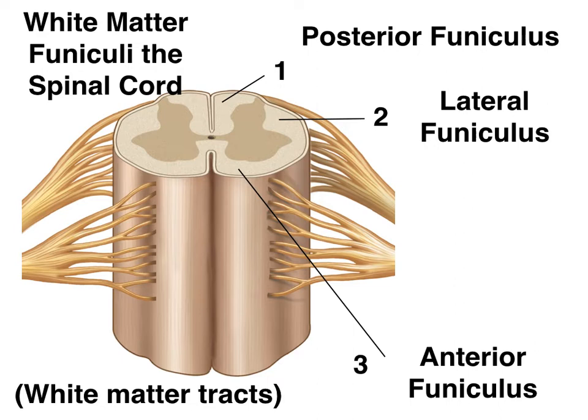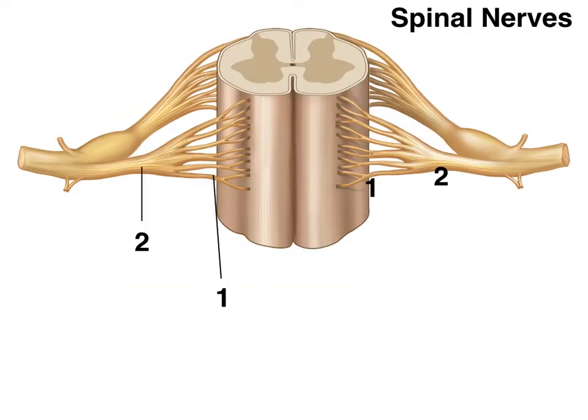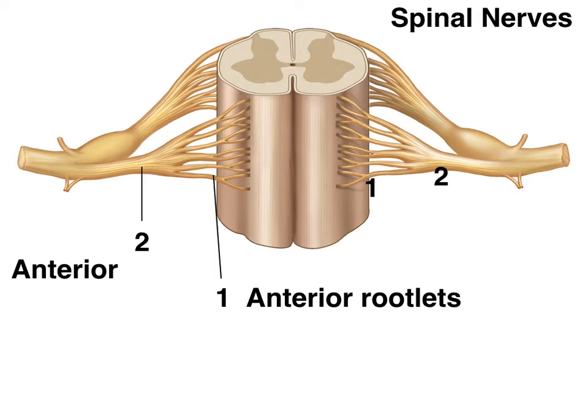Let's take a look now at the outside of the spinal cord, because to connect to the rest of the tissues, the spinal cord is connected to spinal nerves. So the spinal nerves connect to the spinal cord in what looks like the roots of a tree. We have tiny, tiny connections, which are called rootlets. The ones on the anterior are called anterior rootlets. Anterior rootlets connect to form a single anterior root.